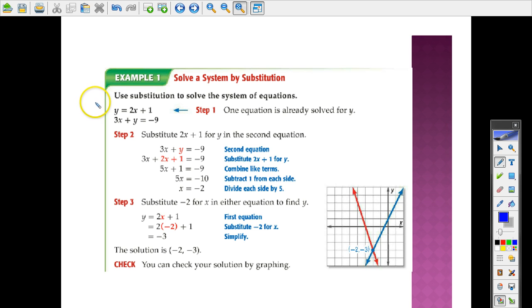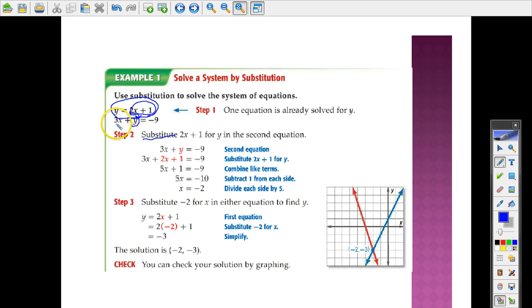Solve a system by substitution. You have two equations here: y equals 2x plus 1, and 3x plus y equals negative 9. Use substitution to solve the system of equations. Step 1, one equation is already solved for y equals, so we're going to use this to substitute. That means replace it for y in the second equation. Since it's telling us y equals 2x plus 1, then instead of this y here, I'm going to substitute it with 2x plus 1.